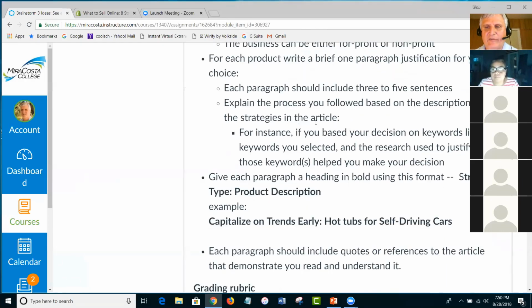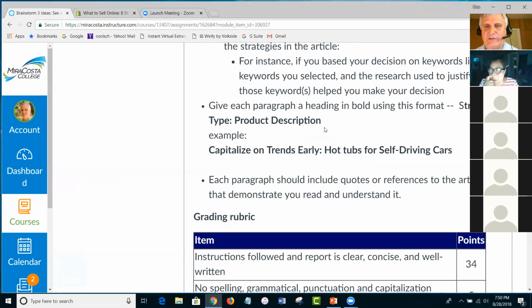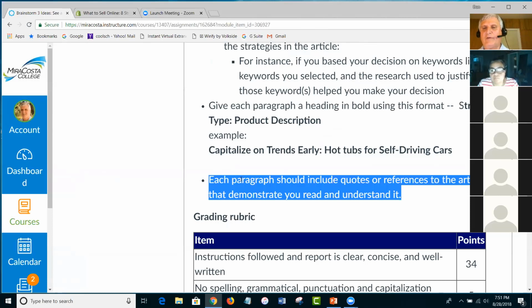top of each paragraph in bold, put the strategy type that you're using and the description of your product. And here's an example that I provide: capitalizing on trends early, hot tubs for self-driving cars, or it could be Cajun flavored ants, fried ants. And so each paragraph should include a quote or a reference to the article that shows that you actually read the article and you understand it.